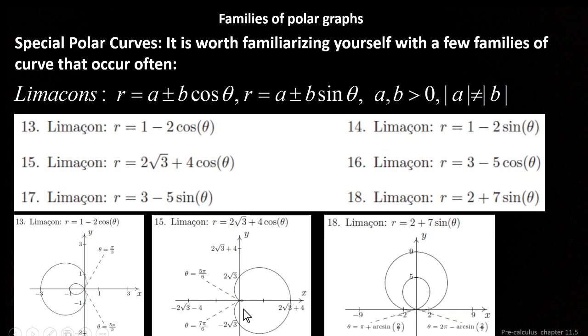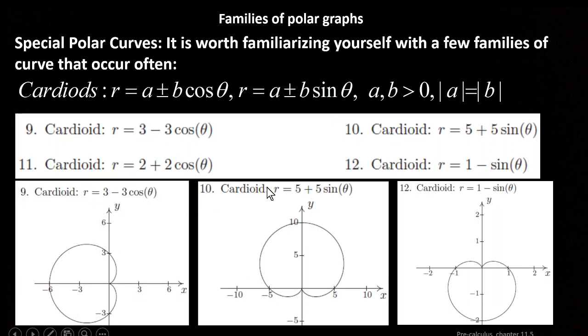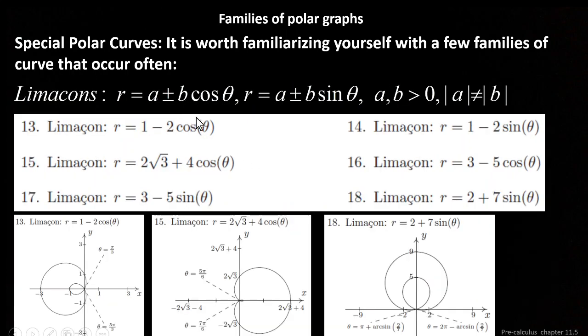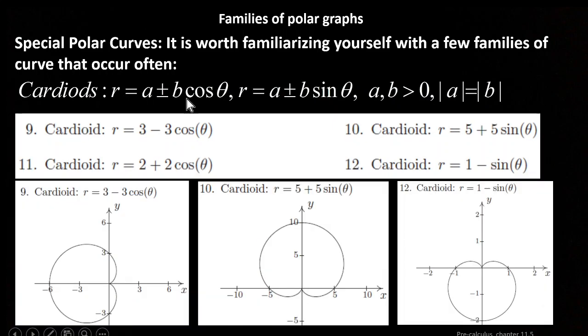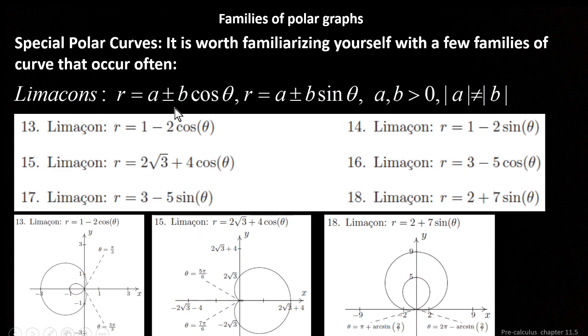Or it would be really off. Over here it almost looks like a circle. So it depends on what these two numbers are in terms of value. And these are called limaçons, right? So again, we have cardioids and limaçons. They look basically very similar, except for cardioids these two numbers are the same in terms of value, but they're different here.